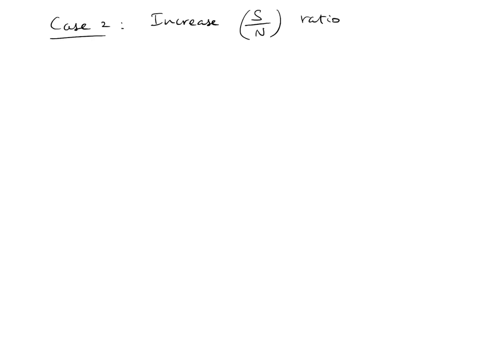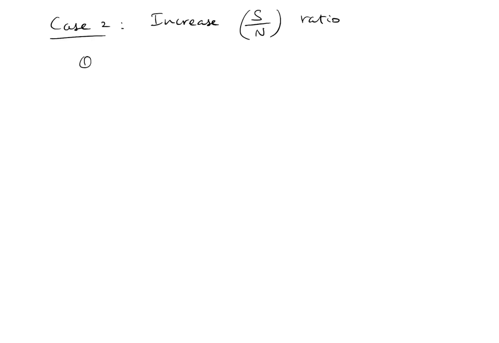So how can we increase the signal to noise ratio? This ratio can be increased either by increasing the signal power, that is increasing the numerator, or by decreasing the denominator, which is the noise power. So we can do this in two ways.